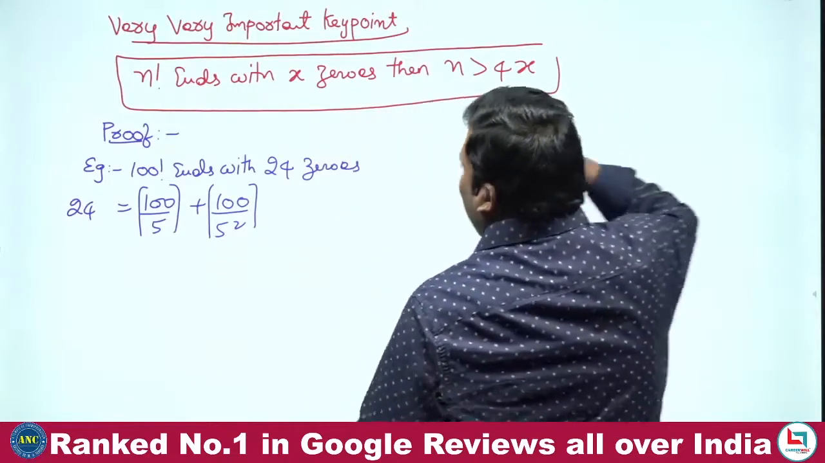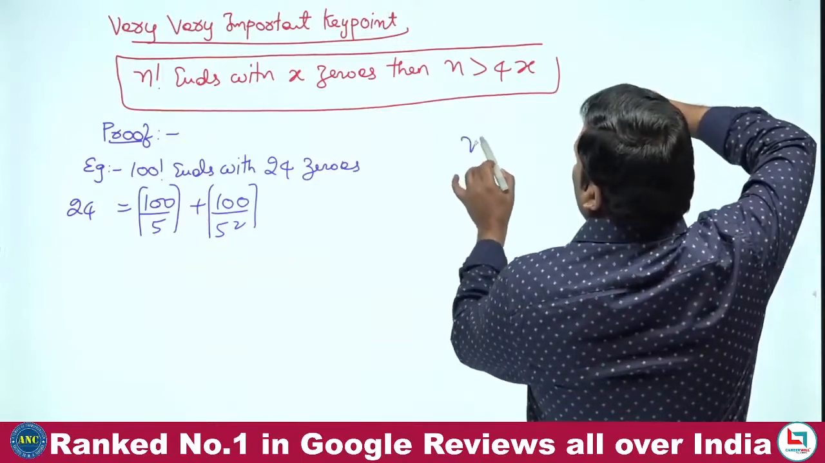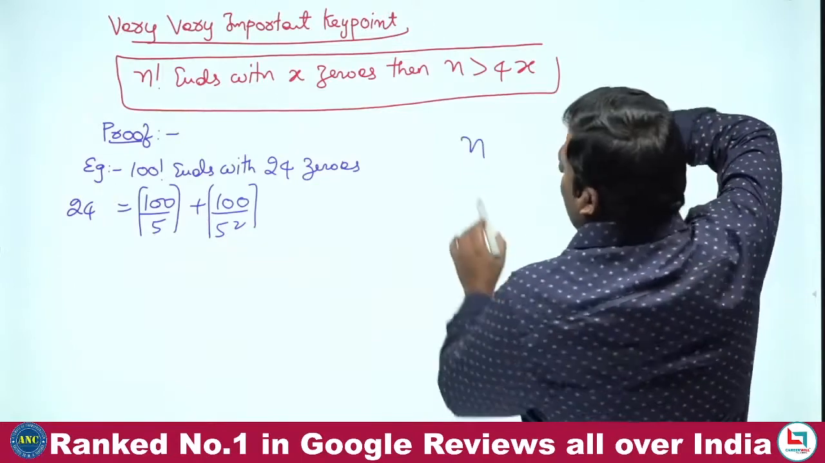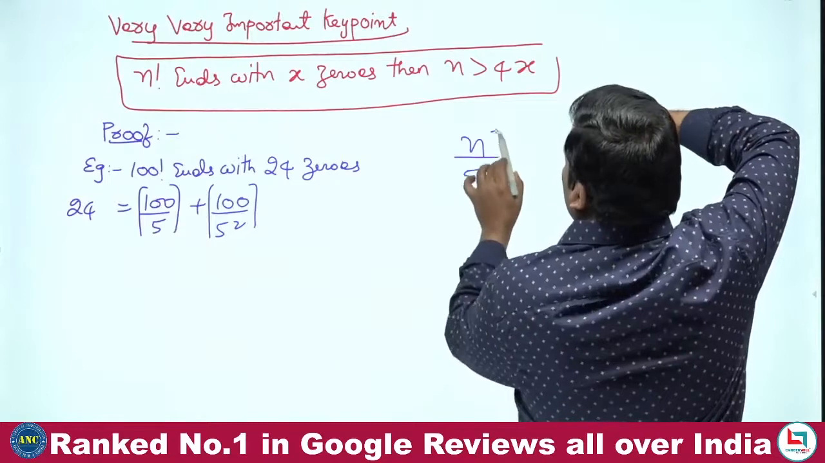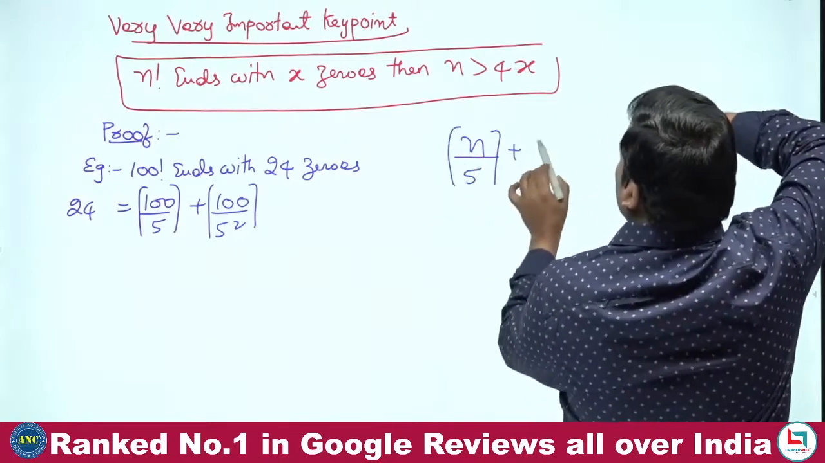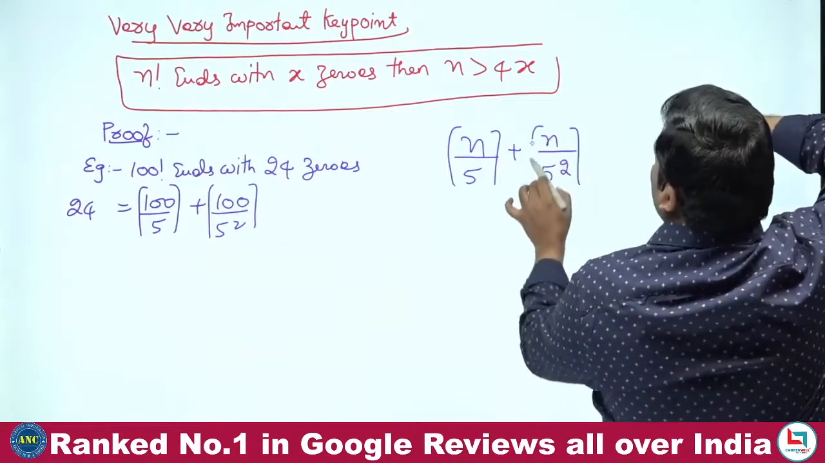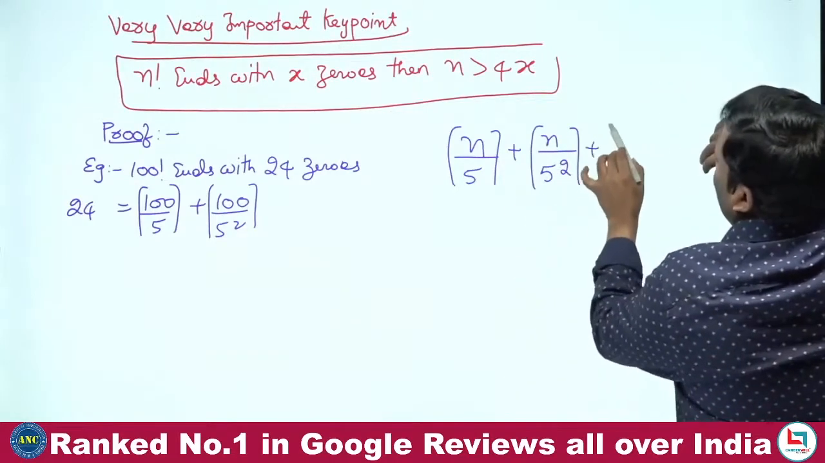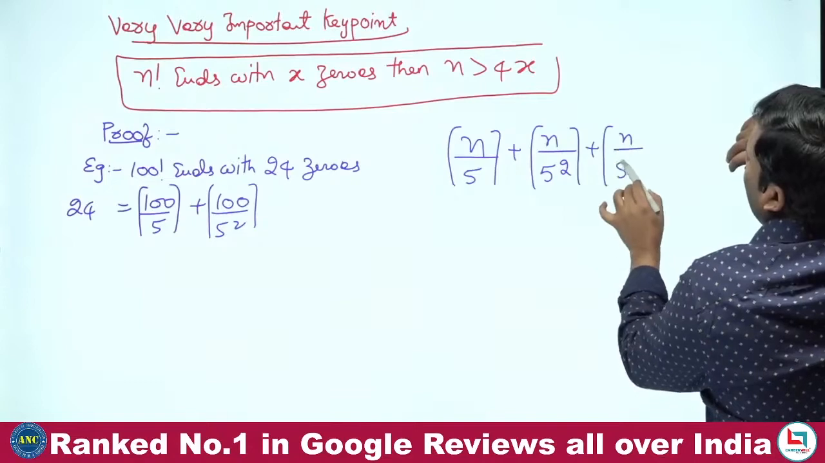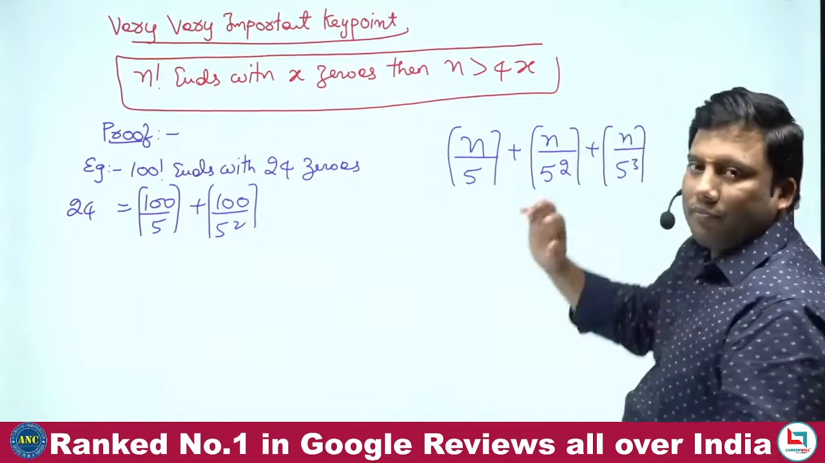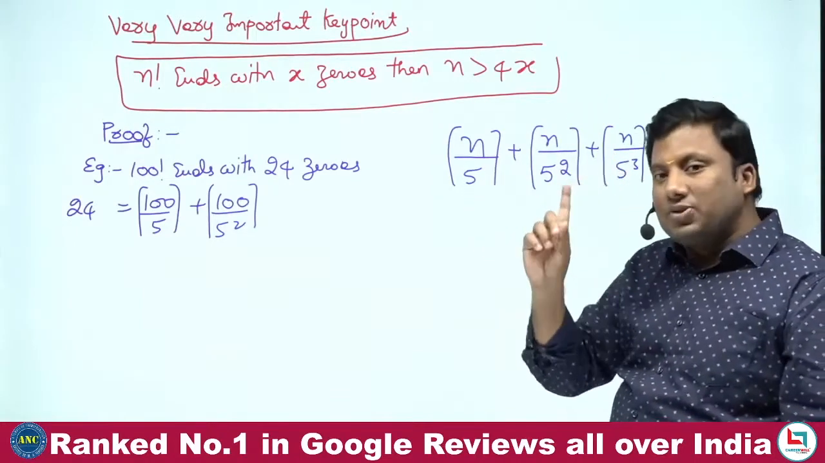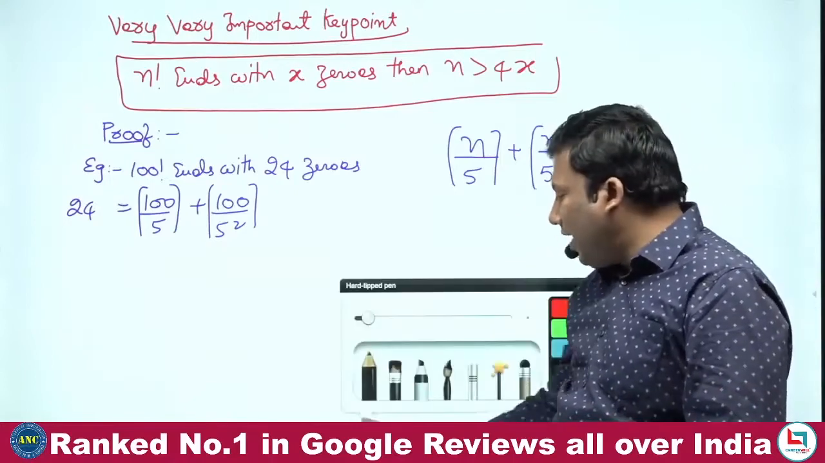Now, 100 factorial. 100 is replaced with n. First, I will divide n by 5. How much is our quotient? Then I will divide n by 5 square. Then n will be divided by 5 cube. Now, can I say here, these entire steps will stop depending upon the value of n.